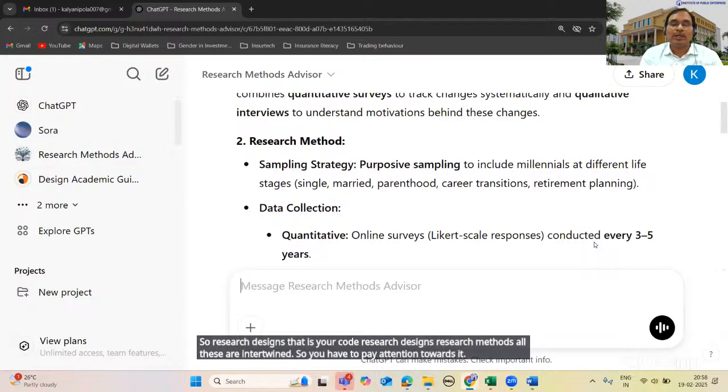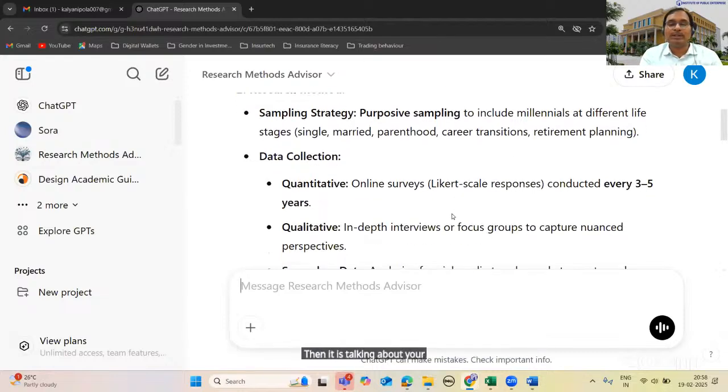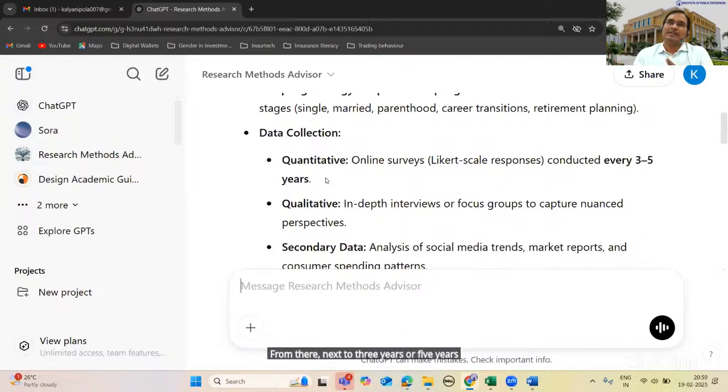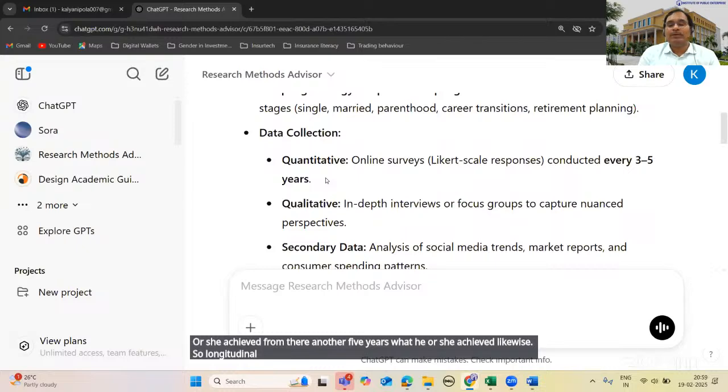Then it is talking about your data collection, quantitative research and qualitative research. It is also suggesting how you have to collect quantitative data: online surveys like Likert responses conducted every 3 to 5 years. So life changes. Let us say a student has graduated from an institution. From there, in the next 3 or 5 years, what he or she achieved. From there, another 5 years, what he or she achieved. Likewise, longitudinal. And qualitative in-depth interviews or focus groups to capture nuanced perspectives.